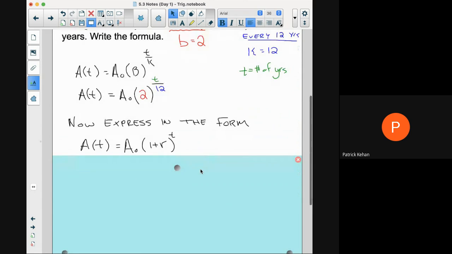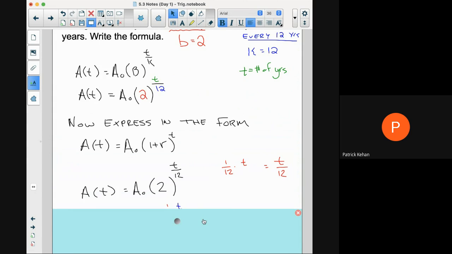So how do we deal with this? It's all exponential properties from this point forward and a lot of decomposition in the beginning. So we're dealing with A of 0 times 2 to the t over 12. And our exponent here is t over 12. So this is where your knowledge of fractions and number sense comes together. Let's decompose t over 12 to 1/12 times t, right? That's the same thing.